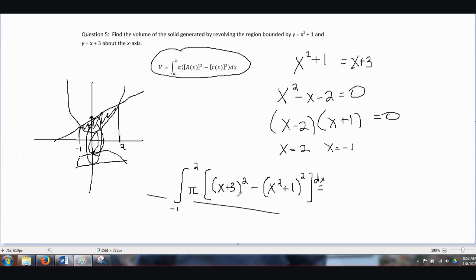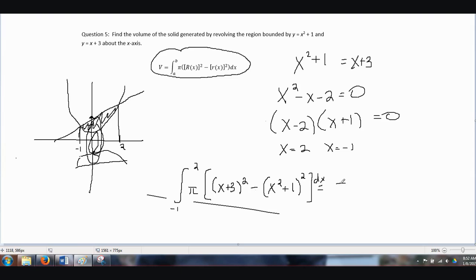This may look complicated, but all it really takes to integrate this is a little foiling. Foil out x plus 3 times x plus 3. Foil out x squared plus 1. Make sure you keep that in parentheses so you distribute the minus. And then you would just use simple integration.